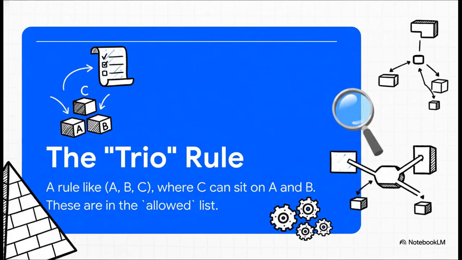Okay, so the whole puzzle, and I mean the entire thing, hinges on this one simple idea, the trio rule. Basically, the code has a list of allowed trios. This list just tells us, hey, for any two blocks next to each other, like an A and a B, here's the block C that's allowed to sit right on top of them. That's it. That's the core mechanic.